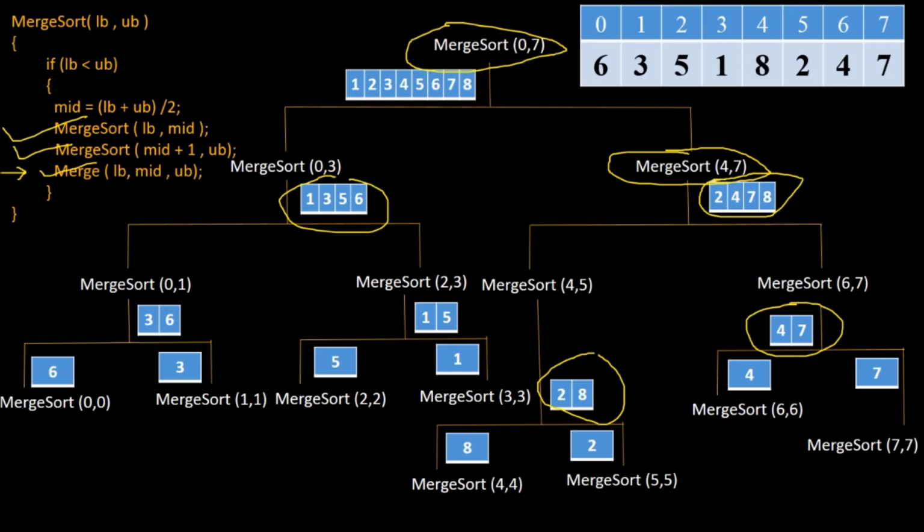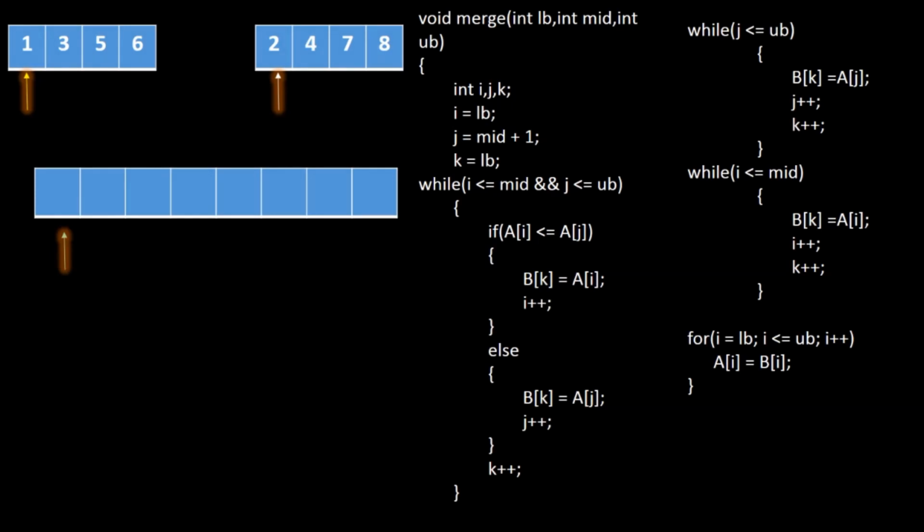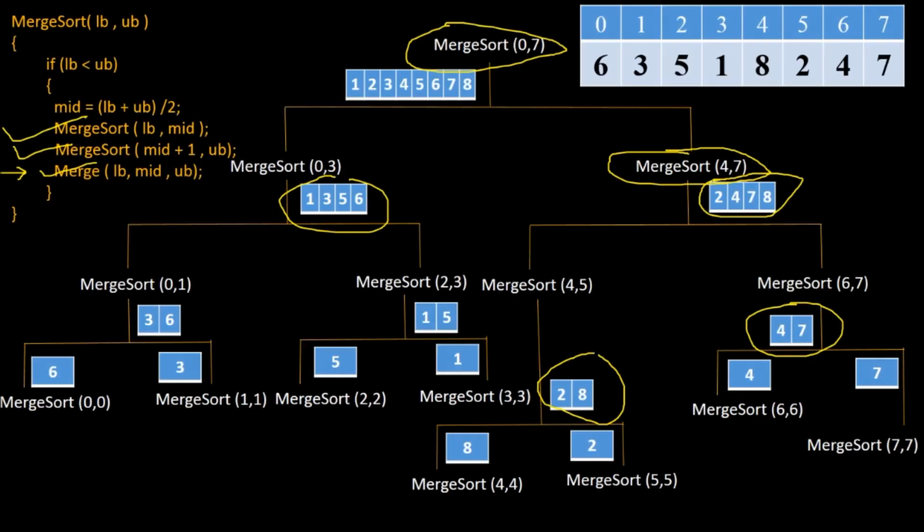Now we are going to see in detail the working of merging. In the merge function, what arguments have we given? We have given the arguments LB, mid and UB. For better understanding, I have taken the condition of the last merging. In the last merging, what we have done? We have merged 1, 3, 5, 6 and 2, 4, 7, 8. So let us see how these two arrays are merged into a single array. How to write a C program for this.